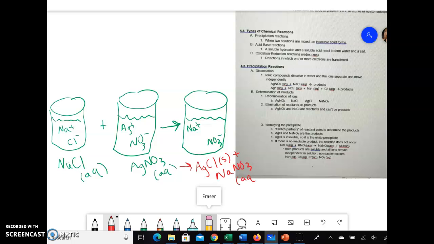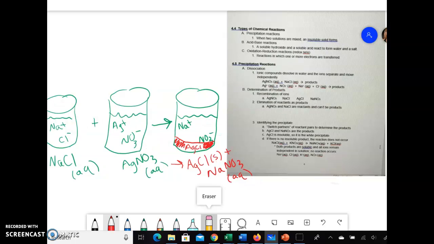And those are still AQ because they're still dissolved in water. So what happens then is that the silver chloride eventually would sink down here to the bottom and form like a paste down here at the bottom. First, it would just be cloudy as you mix them together. So this is a reaction. So you do have to be careful with double replacement reactions.